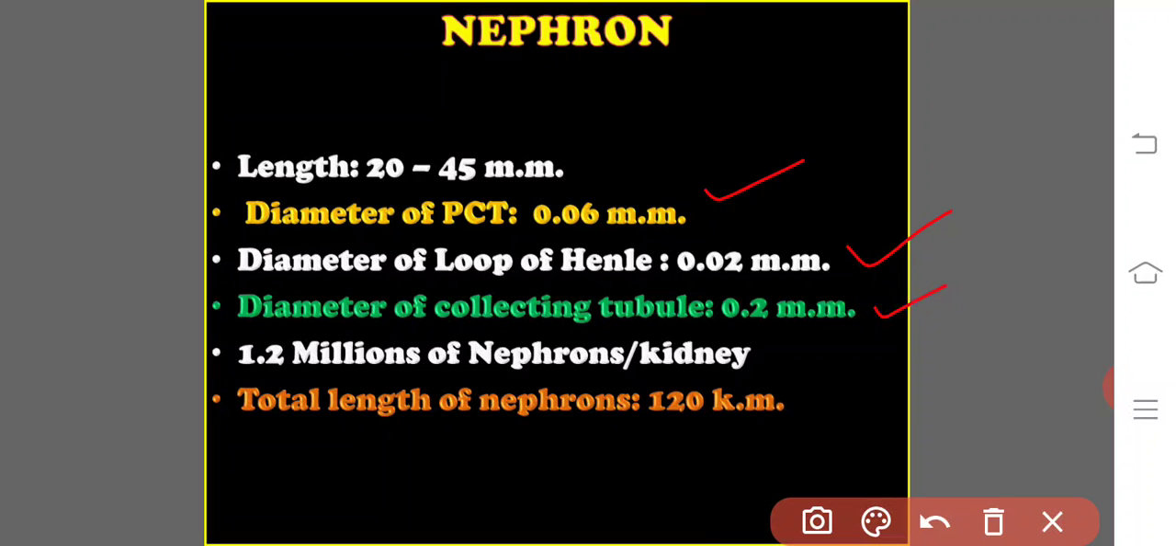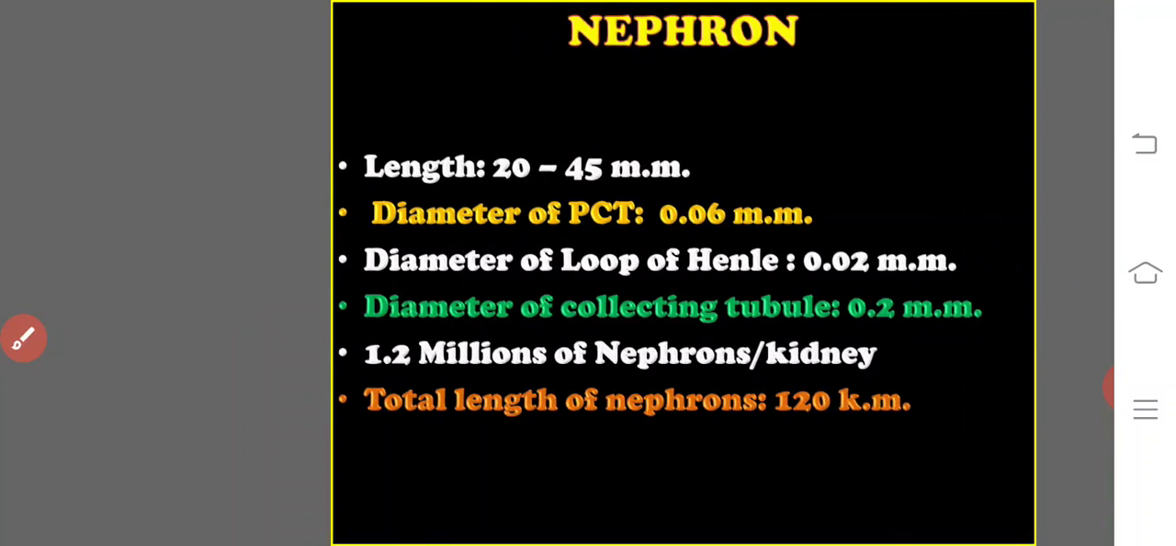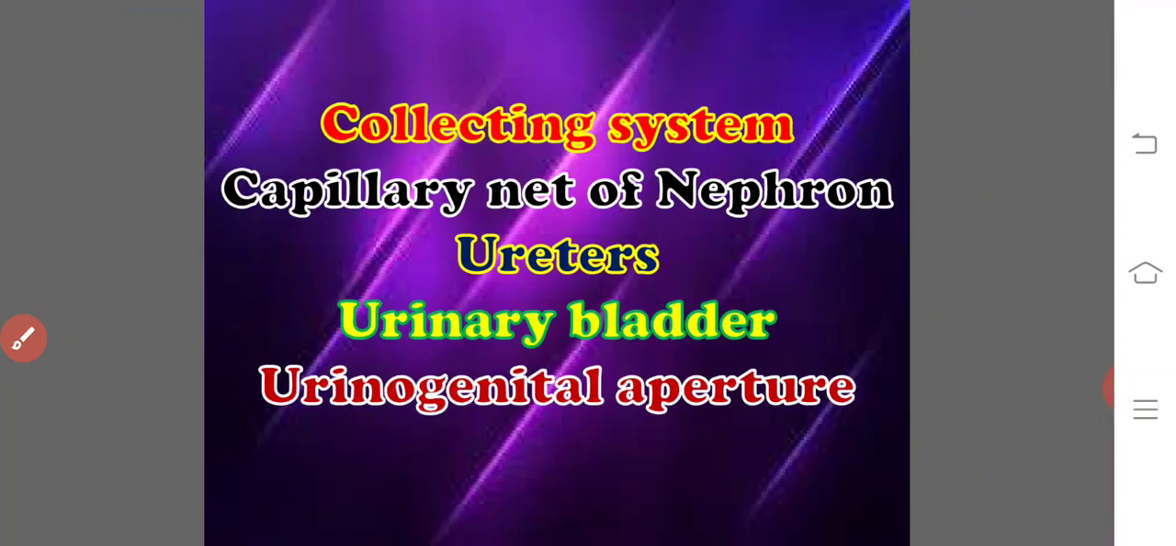So already we discussed that there are 1.2 million nephrons per kidney, 2.4 million for two kidneys. So if you arrange them side by side, then it is about 120 kilometers in length. The total length of nephrons is about 120 kilometers. So these are the special things about the nephron, right?